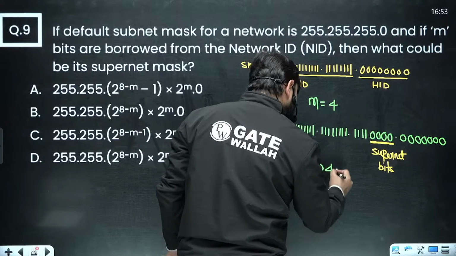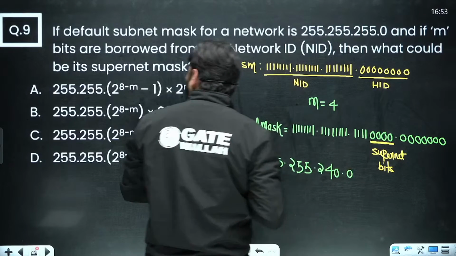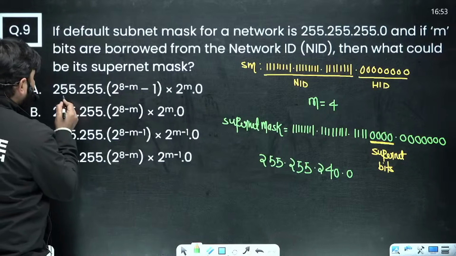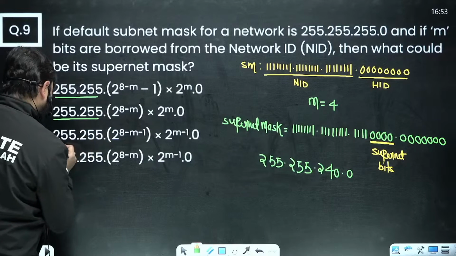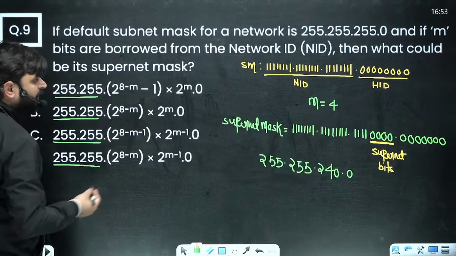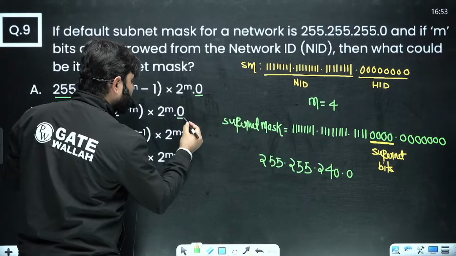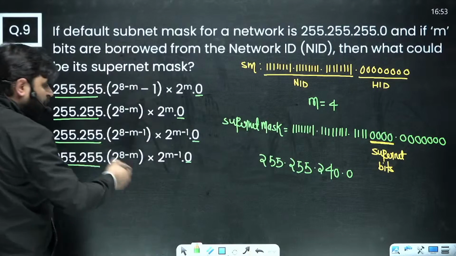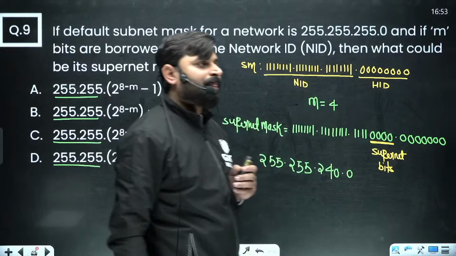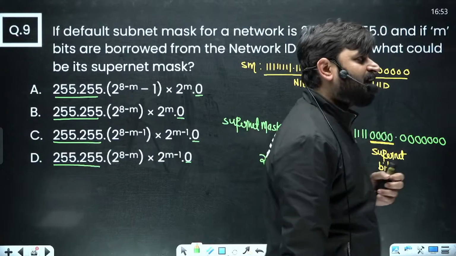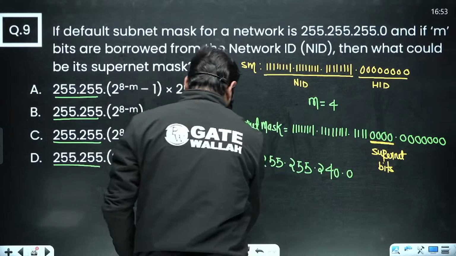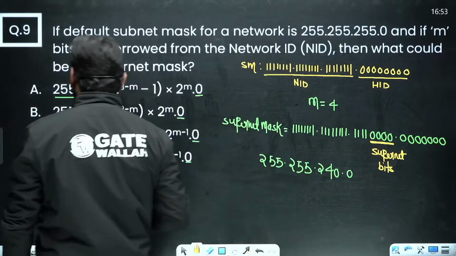255.255.240.0. In all the options, the first two octets are 255.255, and the last octet is also 0. We have to focus only on the third octet. So let's take the options one by one.